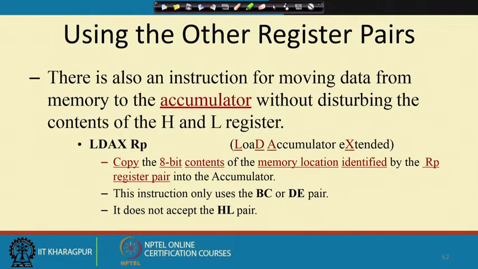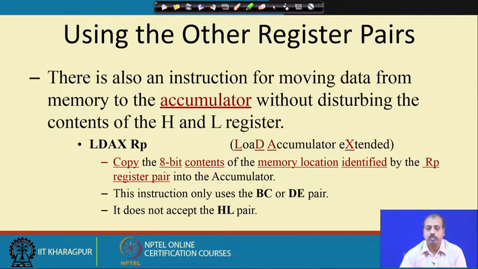So, we can also use other register pairs. There is an instruction like LDAX. This LDAX instruction means load accumulator extended. It also accepts a register pair as the operand, and if this register pair is loaded with some value, that will act as the address. It copies the 8-bit contents of the memory location identified by the register pair RP into the accumulator.